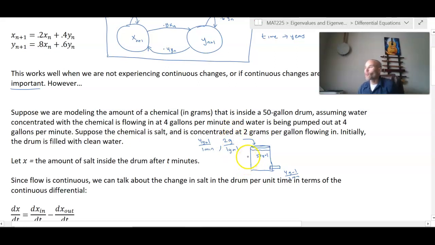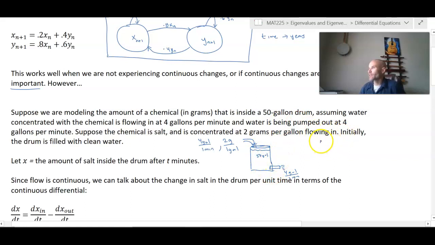Okay, well, we have a continuous process happening. We have water that's flowing in, not just 4 gallons being dropped in after every 1 minute, but that 4 gallons is continually leaking in, and at the same time, we have water continuously coming out. So it's not as simple as saying that in 1 minute we'll have 2 grams of salt in there, because that water that is inside of there is actually leaking out.